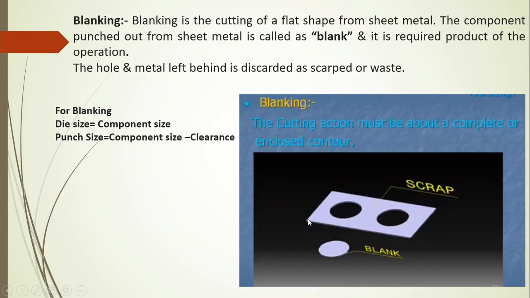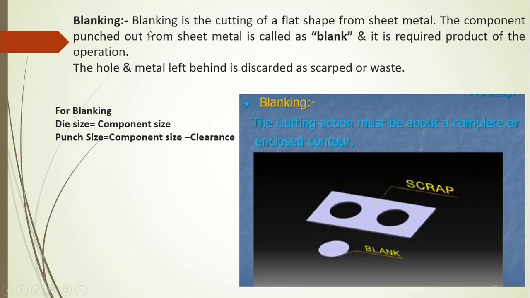If you observe this diagram, this is a sheet metal, and from the sheet metal we require a round disc which will be our product. With the help of die and punch, whenever we apply the punch to that sheet metal, the round disc comes out. That round disc is our product, and on the sheet metal we are left with a hole. That means the remaining sheet metal is called scrap or discarded material.